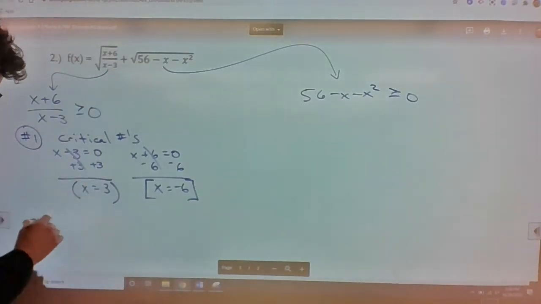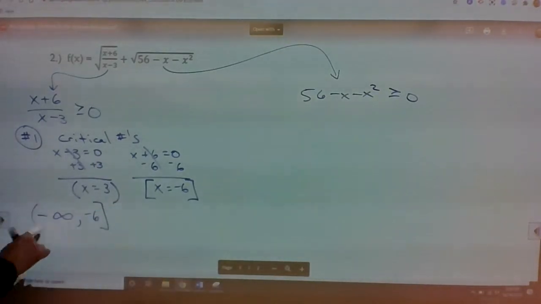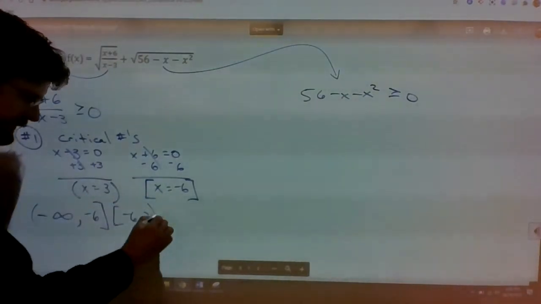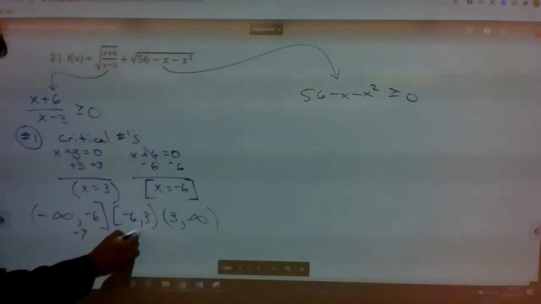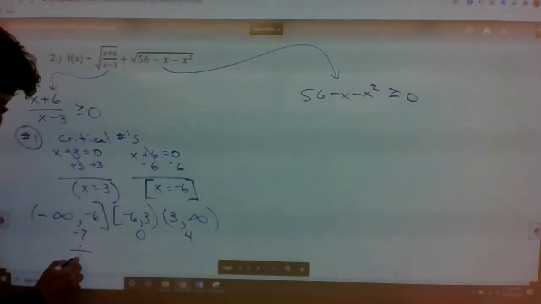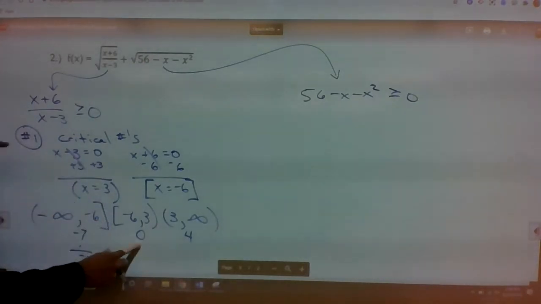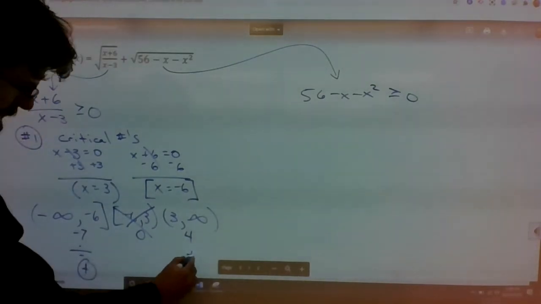All right, test these intervals. Negative infinity to negative 6, bracket, parenthesis there. Negative 6 to 3, parenthesis. And then 3 to infinity. Pick a random point in between those intervals. Test them. Negative 7 plus 6, that's a negative, divided by negative 7 minus 3, that's a negative. All right, so positive infinity works. 0 doesn't because it's negative. 4 does because it's positive.